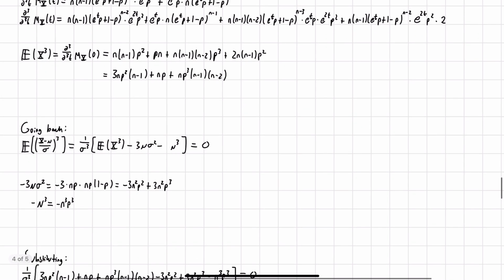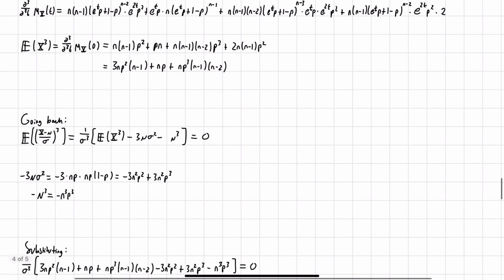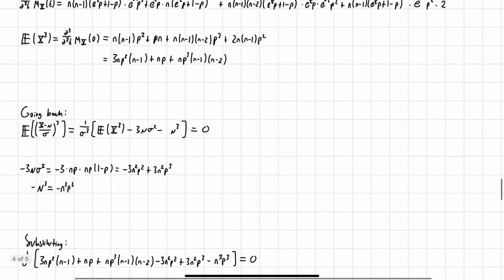And so let's go back to the question that we were solving. So we were trying to determine when the skewness is equal to 0. And we have this expression now. And so now we can substitute everything in terms of n and p and continue with our problem.